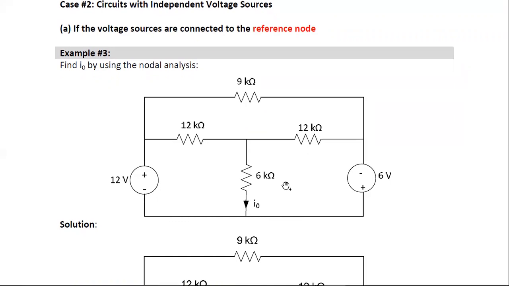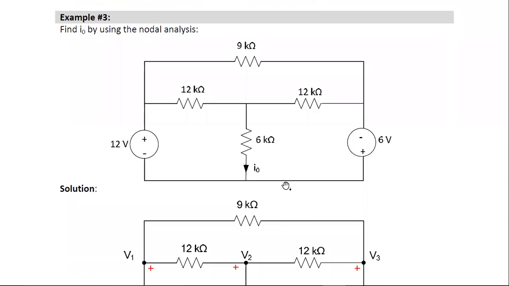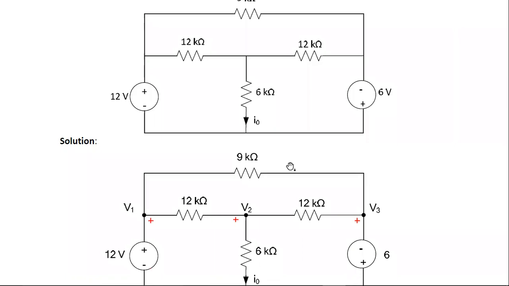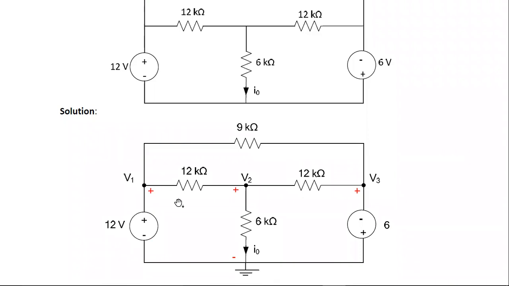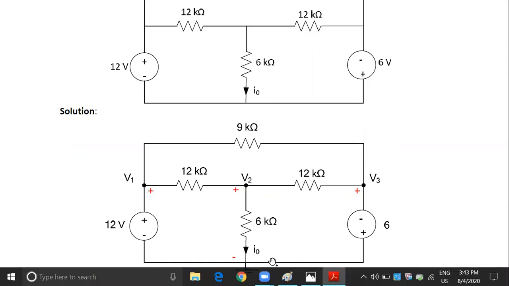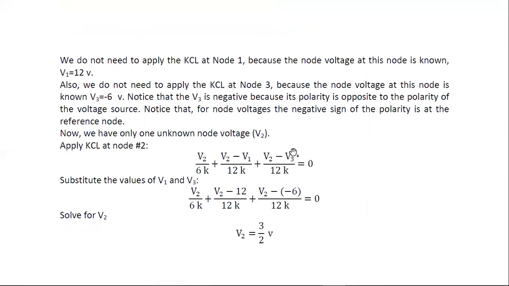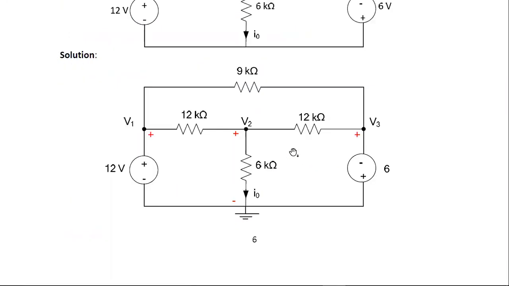In the solution, first we need to assume the essential nodes. Here we have the nodes v1, v2, v3, and this is the reference node, 0 volts. For finding v2, you should depend upon v1 and v3. But here, luckily, we know the value of v1, because this value is directly given.